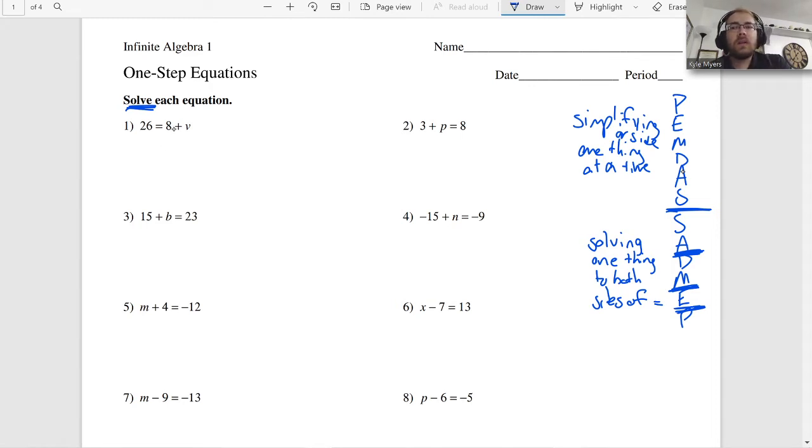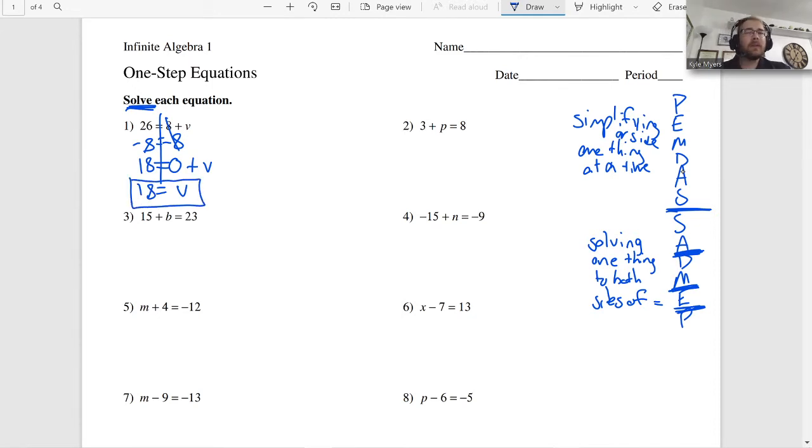So if it's 8 plus v, what's the opposite of 8? Negative 8. To get rid of 8, I have to do the opposite, which is to subtract 8. But if I subtract on the right side of the equation, I have to also subtract it on the left side. 8 minus 8 is 0 plus v, and 0 plus v is just v. 26 minus 8 is 18. So v equals 18.